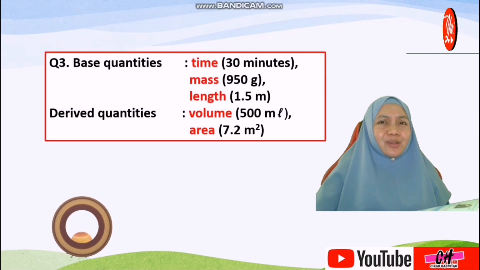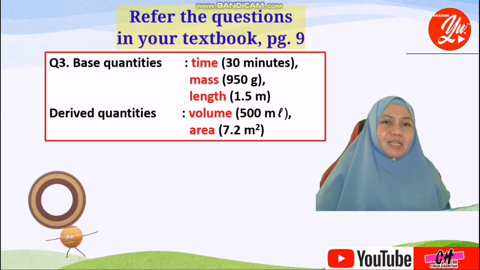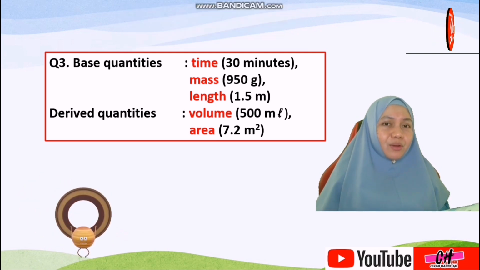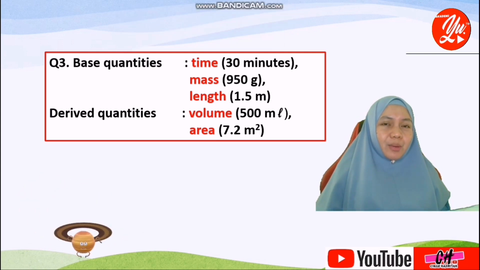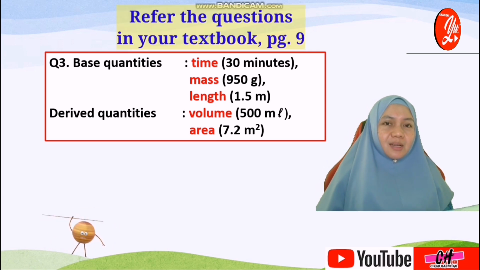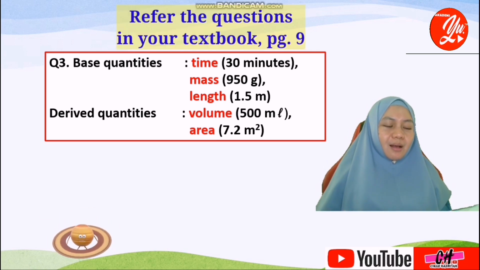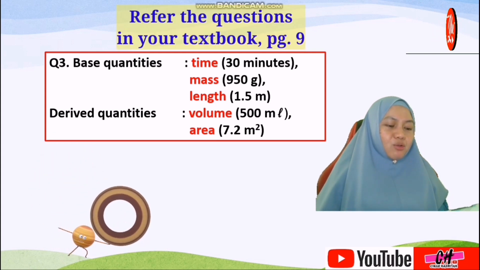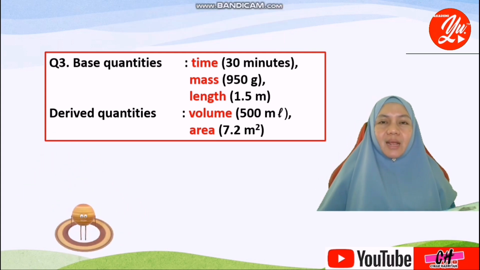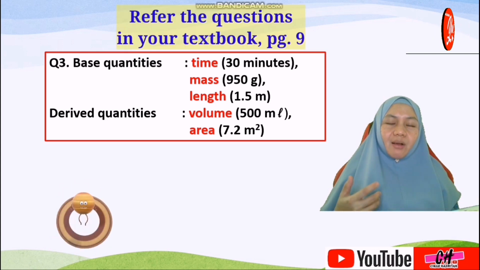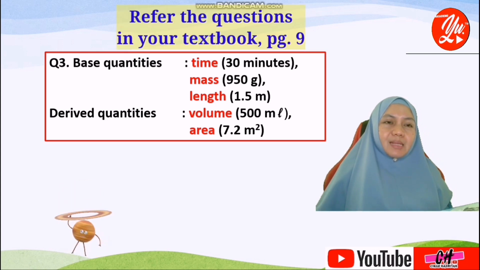I think you can do this easily. Base quantity, first we have time. Don't forget the time is mentioned in the information given above, 30 minutes. And then we have mass, the mass of the water, the mass of the unique piece of rope, 950 gram. And then the length of the rope, 1.5 meter.